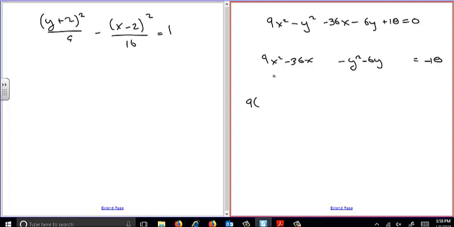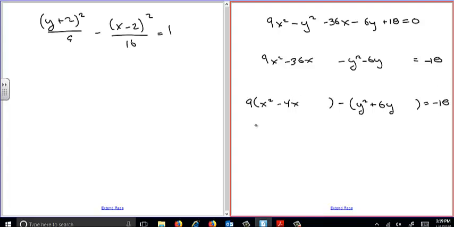Next thing you do is factor out whatever constants are in front of the x squared and y squared, just factoring out of the two terms that involve x or y. So 9 divided by 9 is 1. That's always the easy one. And then negative 36 divided by 9 is negative 4. Leave some space. Here we're going to factor out a negative 1, so I'm going to put the negative sign out front. Negative y squared becomes negative the quantity of y squared. And if you divide negative 6 by negative 1, you get positive, so it becomes positive 6y. Leave some space. Keep that constant on the right-hand side.